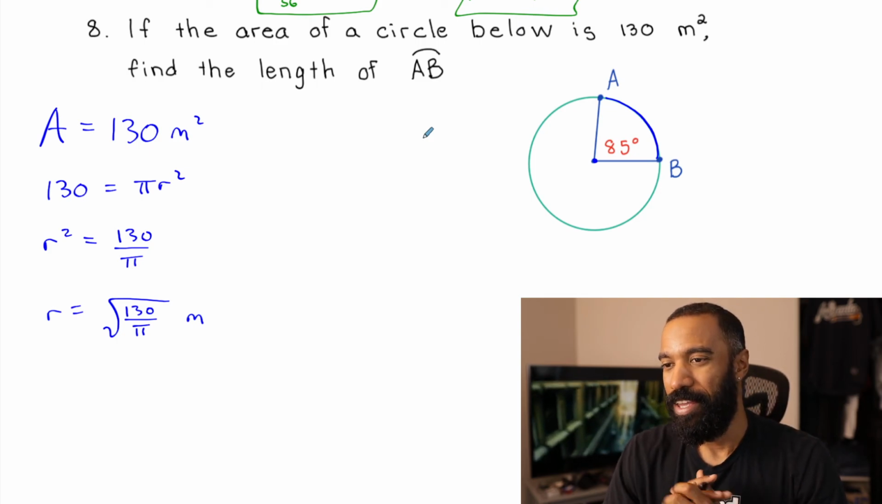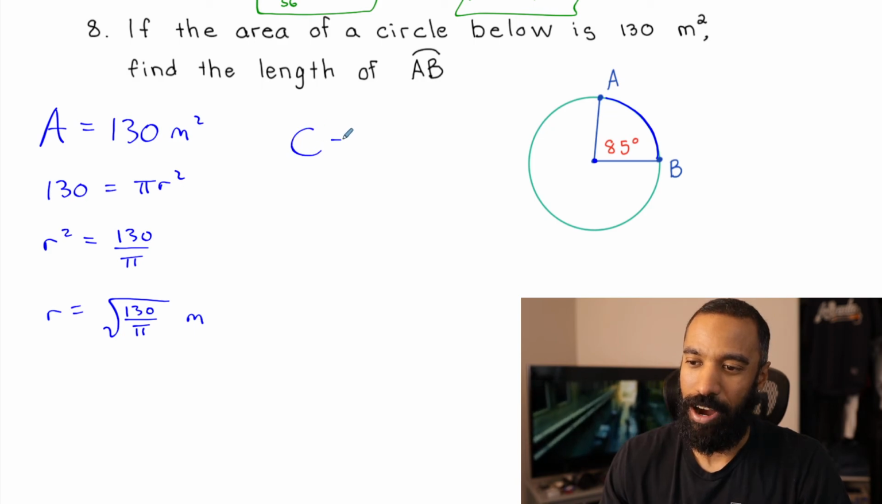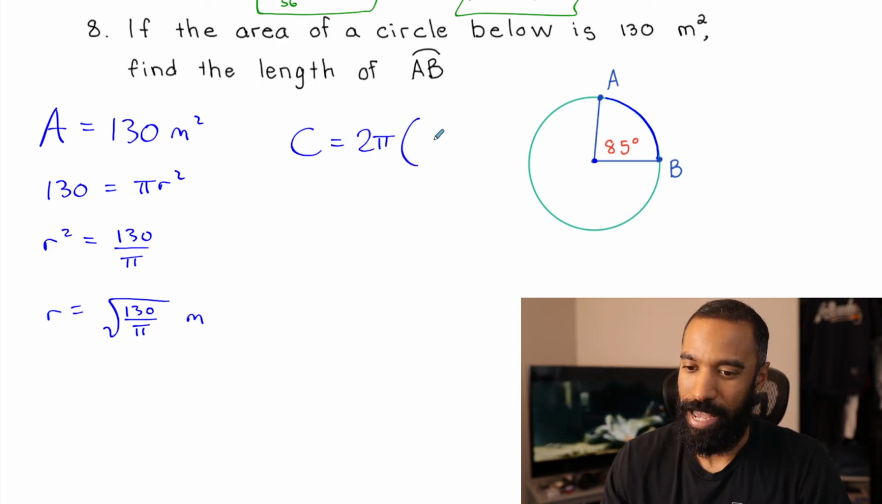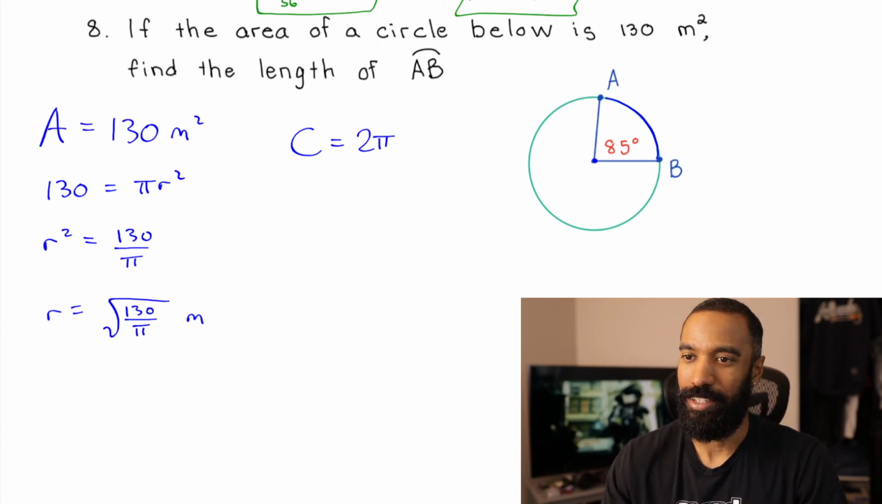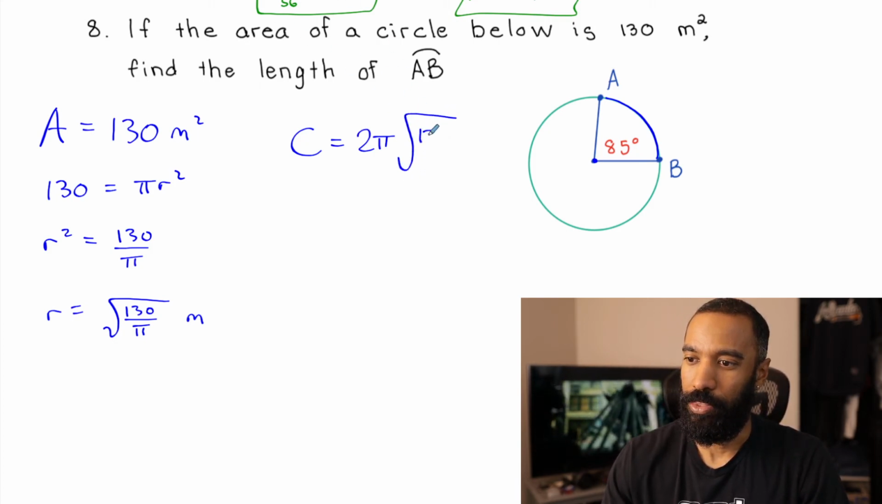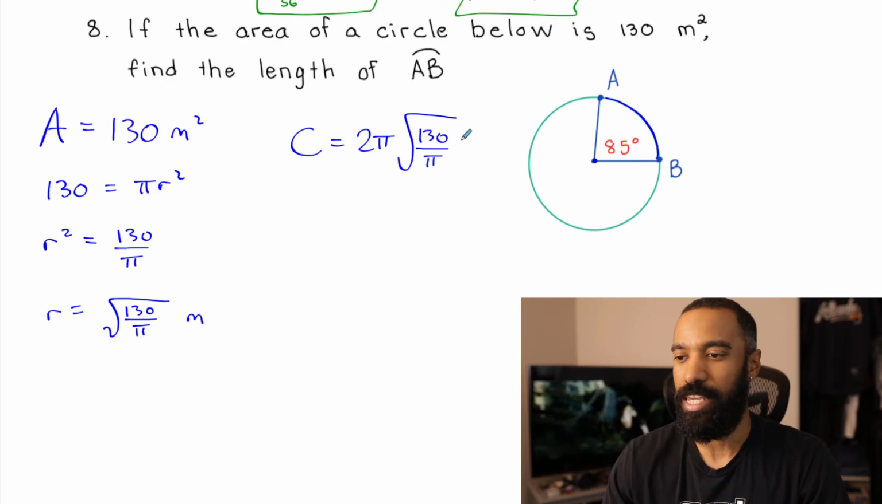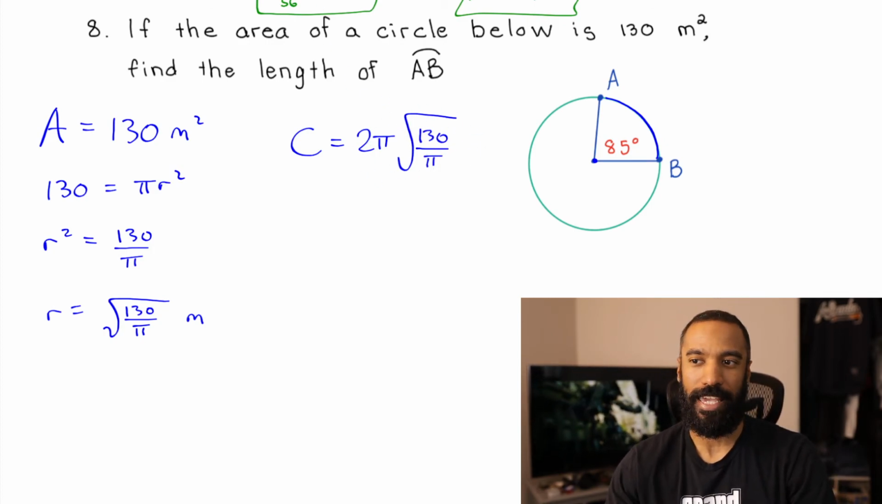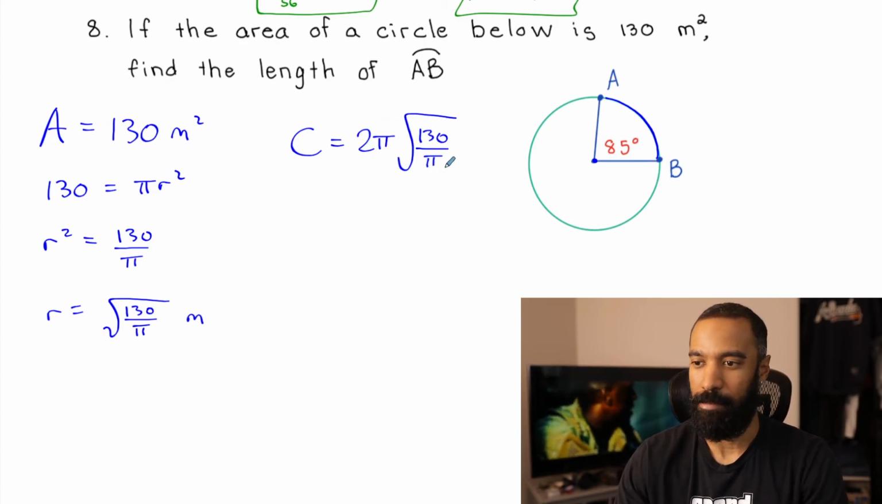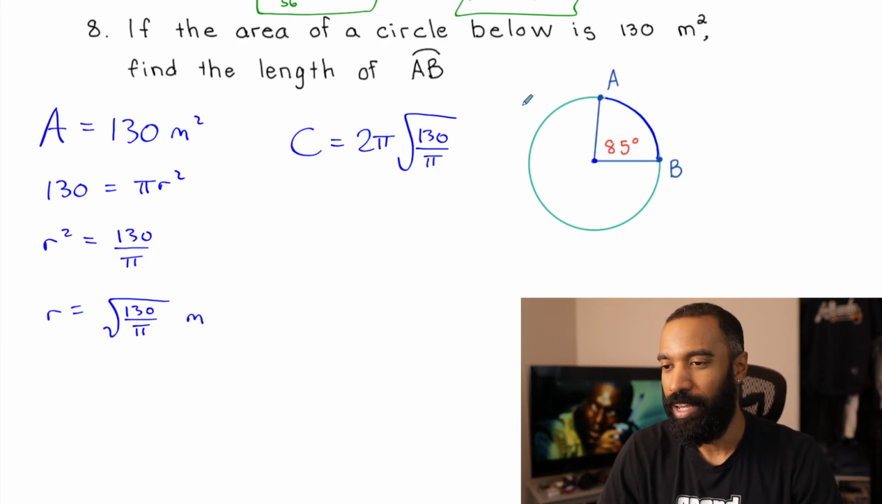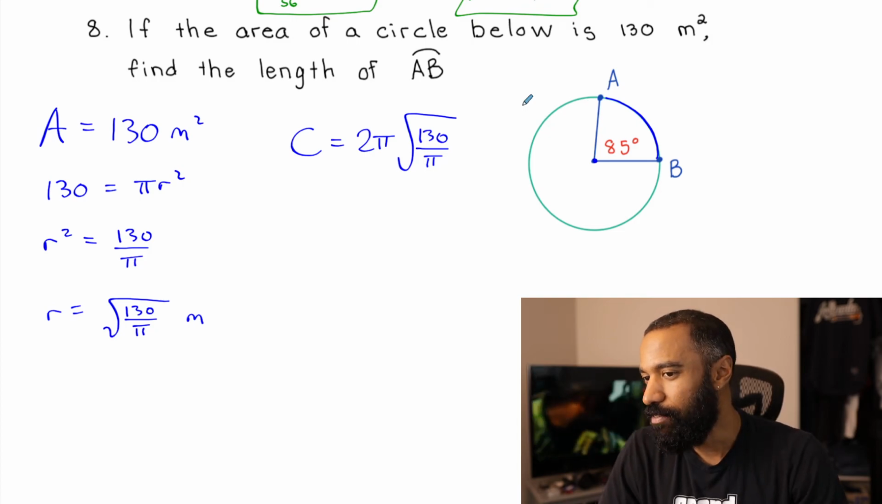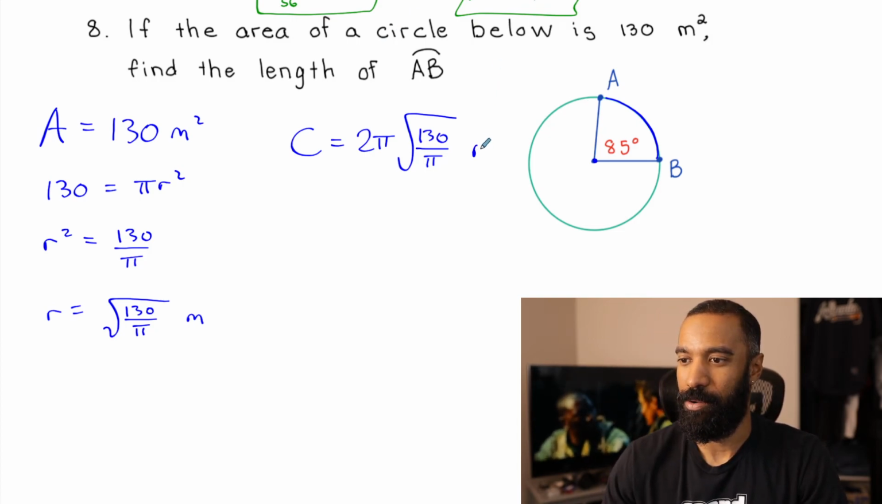But yeah, here we go. Circumference is 2 pi r. Circumference is 2 pi times root 130 over pi. And I'll tell you what, there's nothing here that we can really simplify. I can't cancel the pi over pi because that's inside a square root. I don't even think 130 can be simplified. It can't. So I'll just leave that like there right now, and that's in meters.